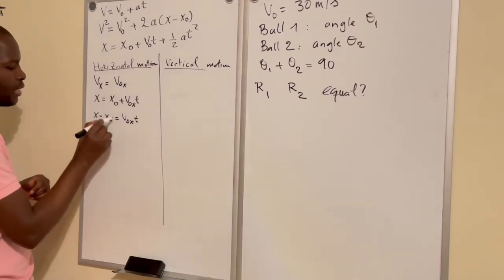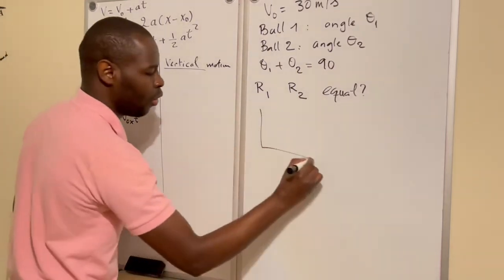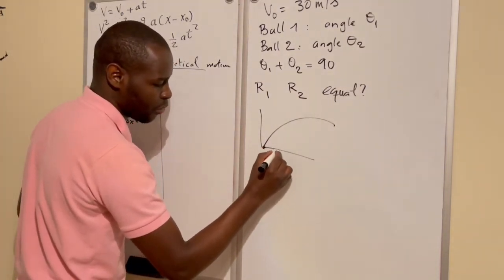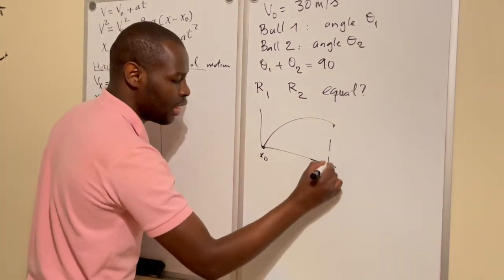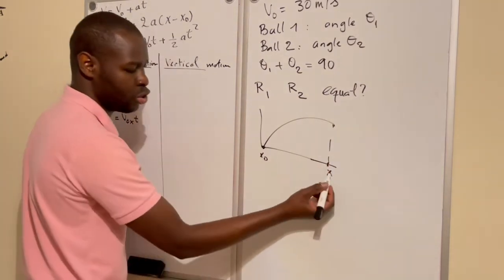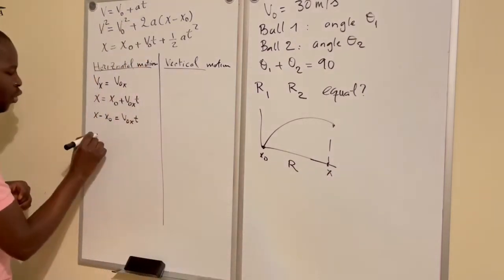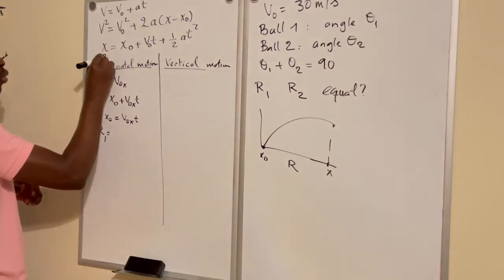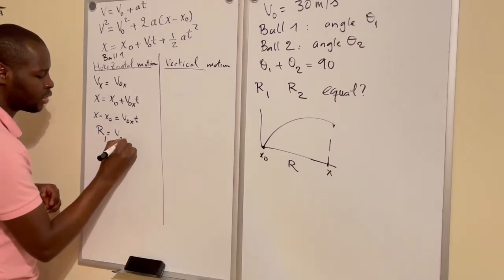Now, x minus x0 is saying this is the final x. If we launch the ball, the initial x is right here, x0. It could start from here, but let's say that x0 equals 0 initially. And then it ends right here, so this will be x. So x minus x0 will be our range. You can go ahead and call this R, the range. Here we're dealing with ball 1, so R1 equals v0x t.